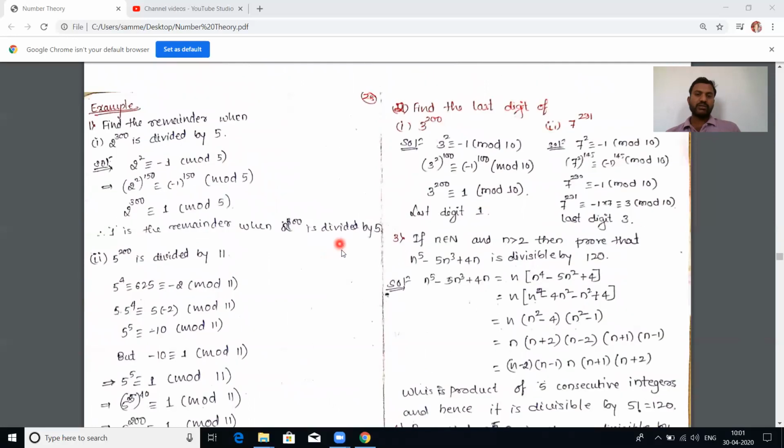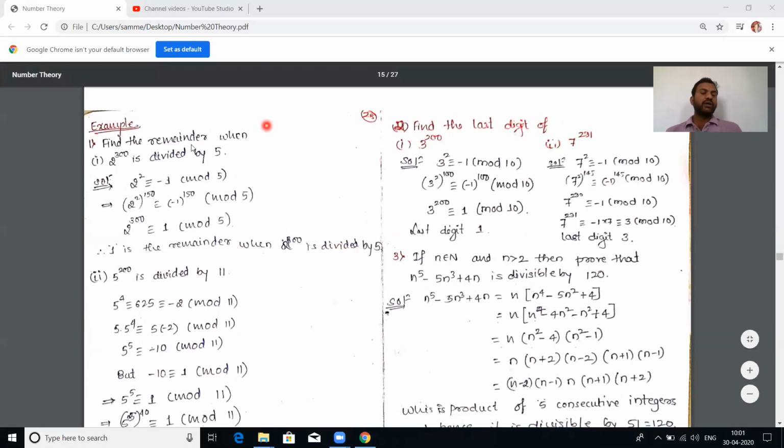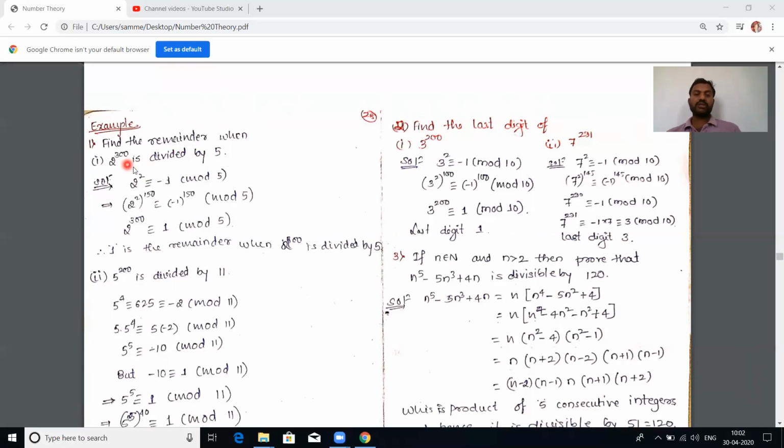We'll see examples on these theorems. Find the remainder when 2 raised to 300 is divided by 5. We have to divide 2 raised to 300 by 5 and find the remainder. If we use the usual method of division, first we need to calculate 2 raised to 300, which is a very large number, then divide that by 5 to get the required remainder.